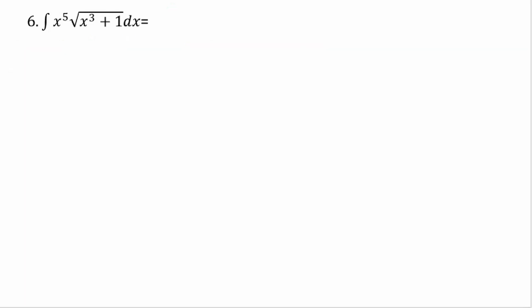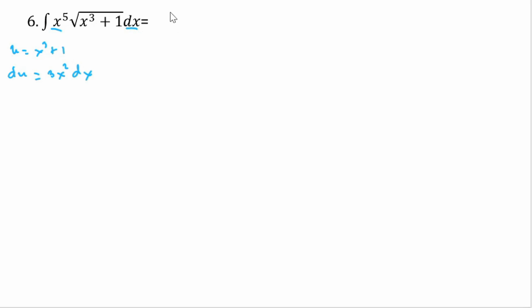Okay, in number 6, we have the integral of x raised to 5 times the square root of x cubed plus 1 dx. So first of all, I would like to attempt the value of u as x cubed plus 1. Then if I take the derivative of this, it will give us 3x squared dx. But in our given, we have x raised to 5 dx. So in order for us to obtain x squared dx, I need to factor out the x raised to 5, in such a way that there's a factor of x squared.